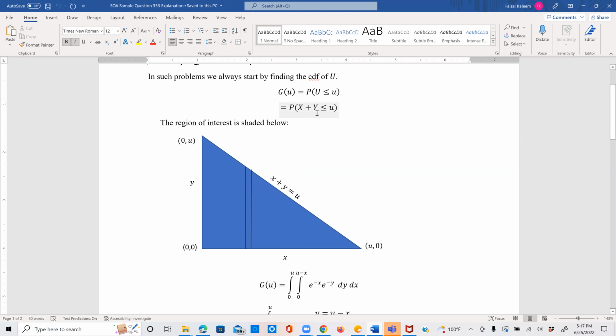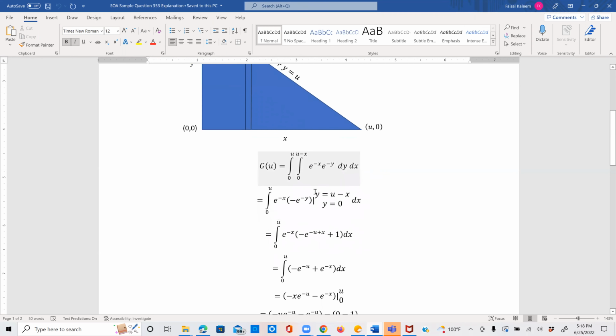And so the probability X plus Y is less than or equal to u would basically be the double integral of the joint PDF over this region. So the joint PDF was given to be e to the negative x, e to the negative y. If we integrate with respect to y first, y goes from 0 up to this point, which is y equal to u minus x, so 0 to u minus x, and then x goes from 0 to u. And the integral of e to the negative y is negative e to the negative y, and e to the negative x is a constant when we are integrating with respect to y.